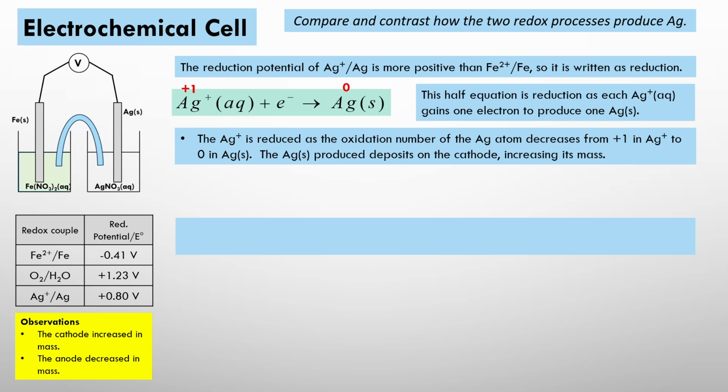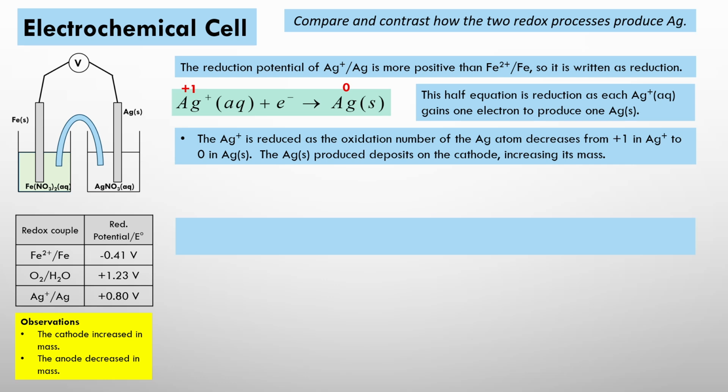So the cathode is increasing in mass. Does that make sense? Yes, it does, because look, we're making silver solid. Now, if silver solid is being made, it's going to deposit onto the silver electrode that's already there. It's going to add to the surface of it, coat the surface of the silver electrode, and that means it's going to get heavier if we weigh it, because it has an increase in mass. So we say the silver solid produced deposits on the cathode, increasing its mass. Linked to the observation. Okay, that's our reduction half equation.